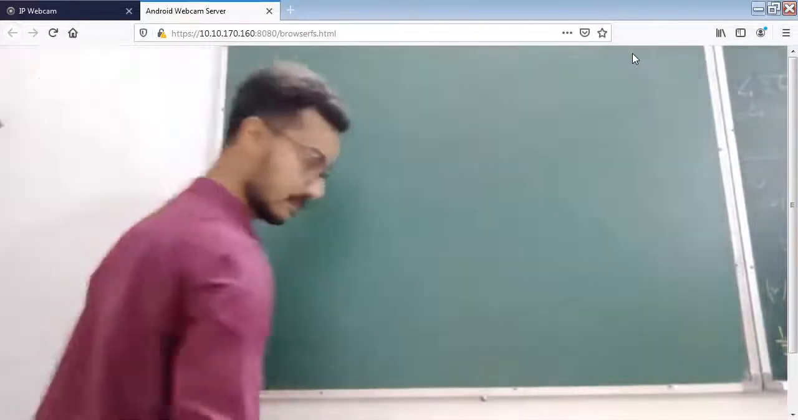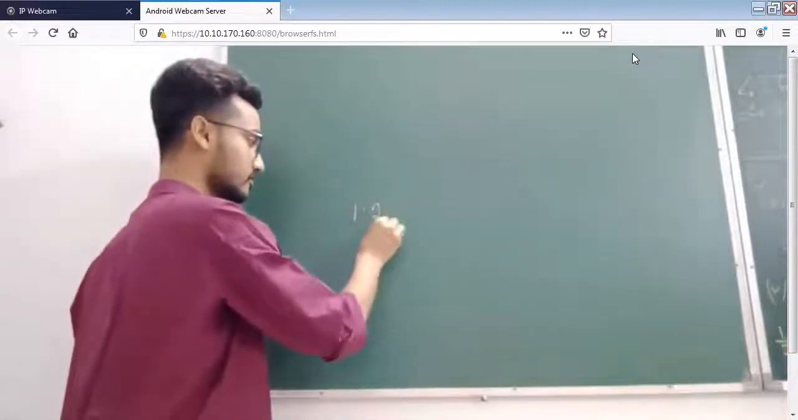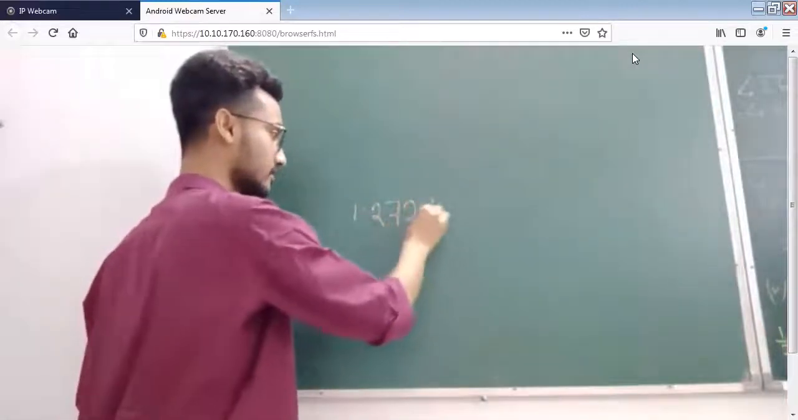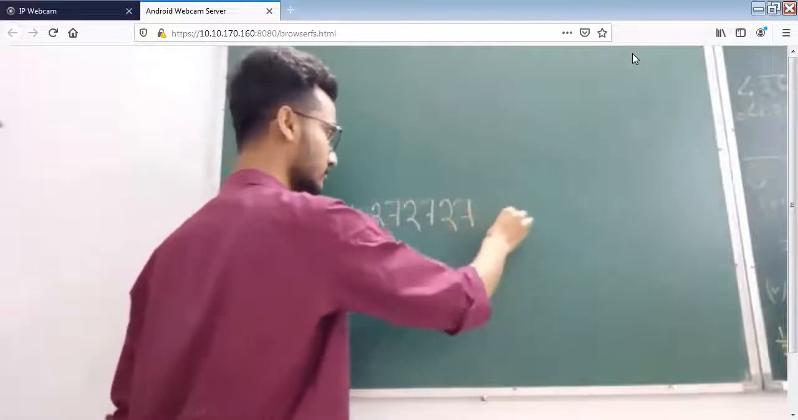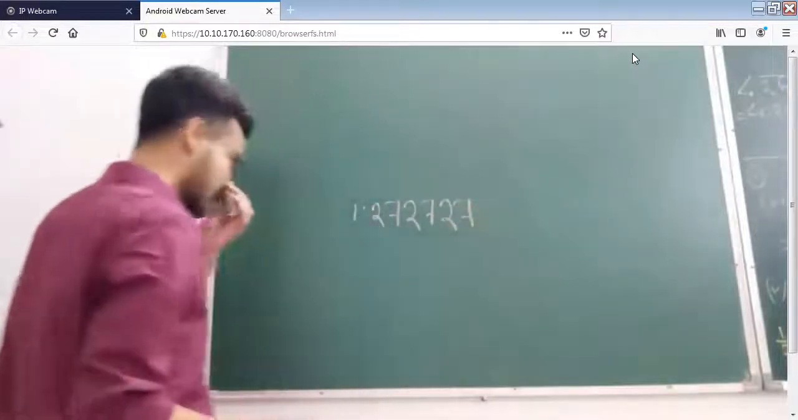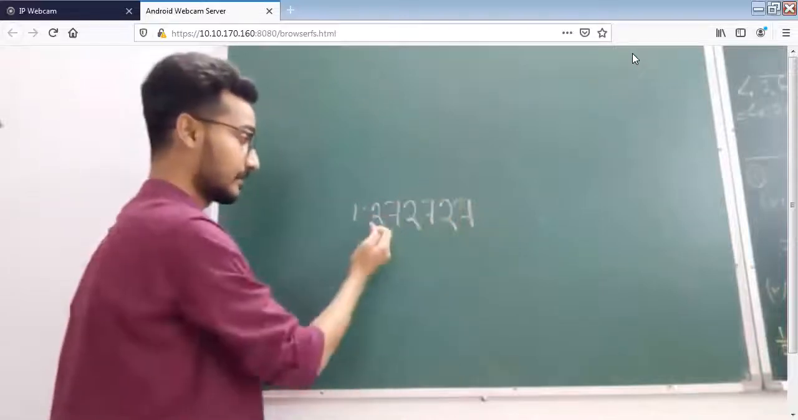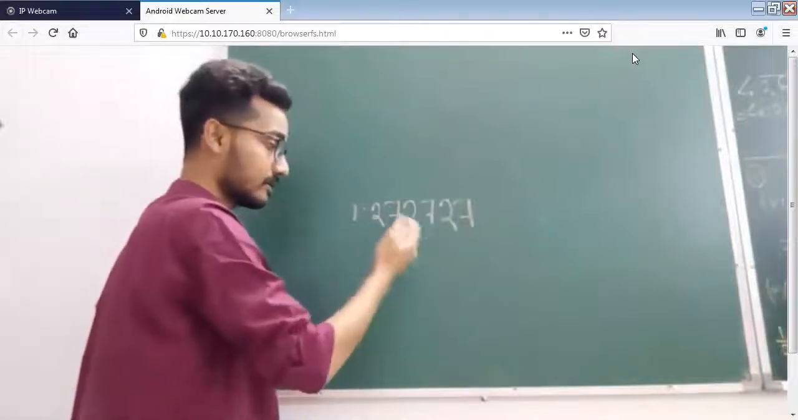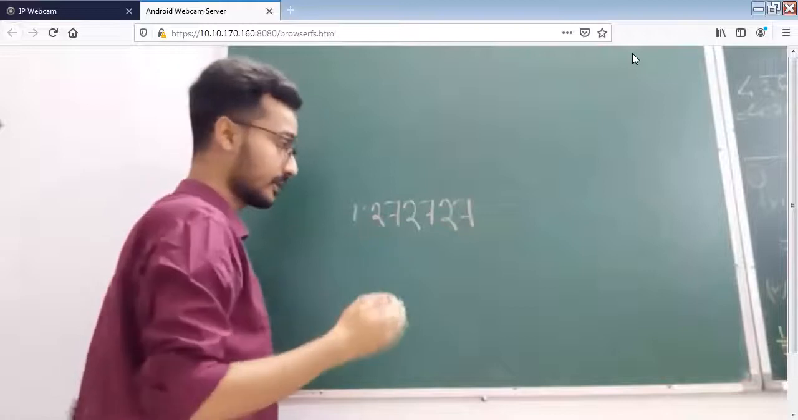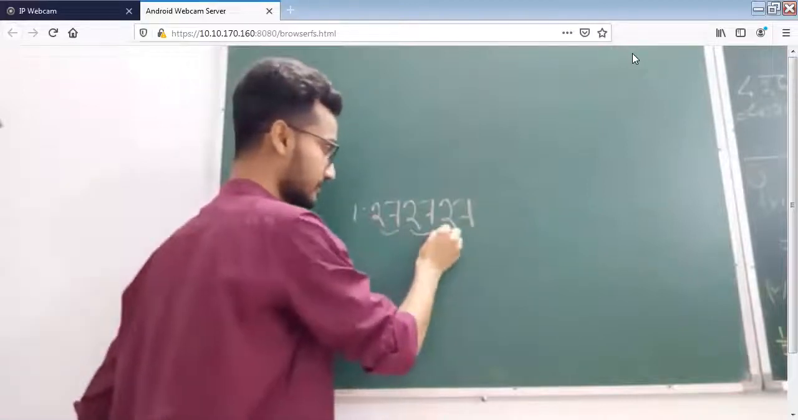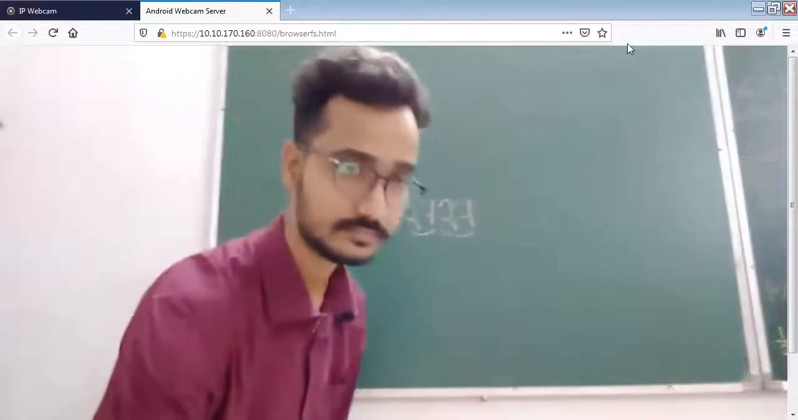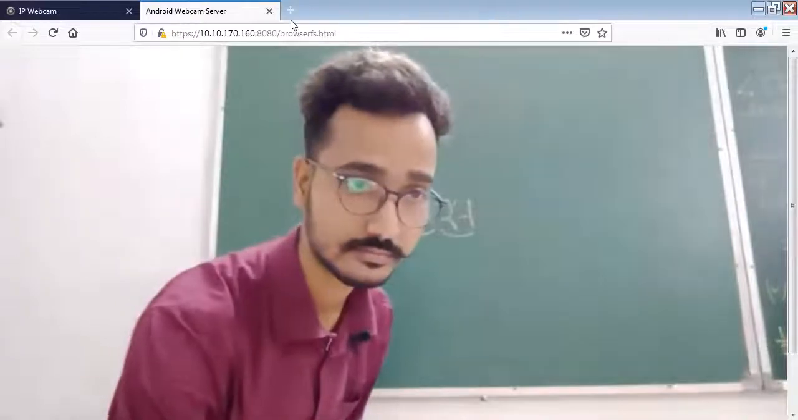Follow, see here, 1.272727... Yes or no? That means after the decimal, the number is following a pattern, that is 27, 27. Yes or no?